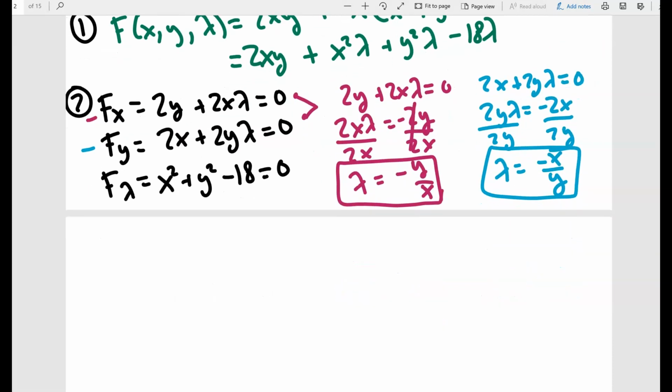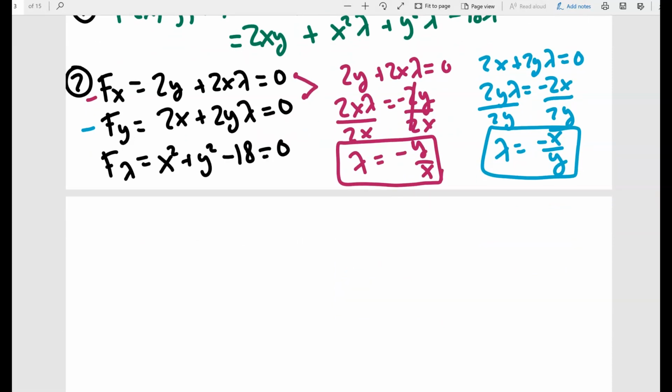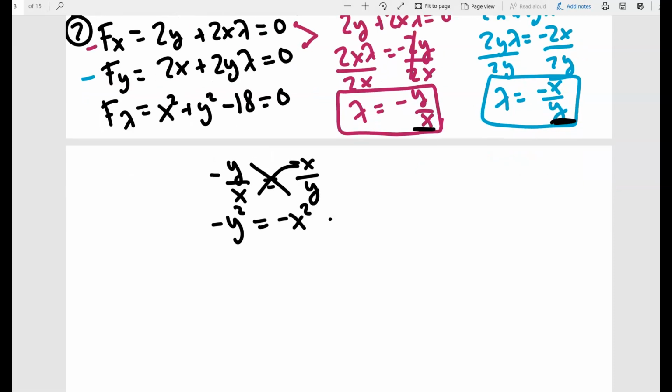All right, now because these both are lambda, I'm going to set these equal to each other. So I'm going to have negative y over x, which is this one, equal to negative x over y. All right, and now I'm just going to cross multiply. So negative y times y is going to give me negative y squared. And x times negative x, negative x squared. The negatives are going to cancel each other out. So I have y squared is equal to x squared.